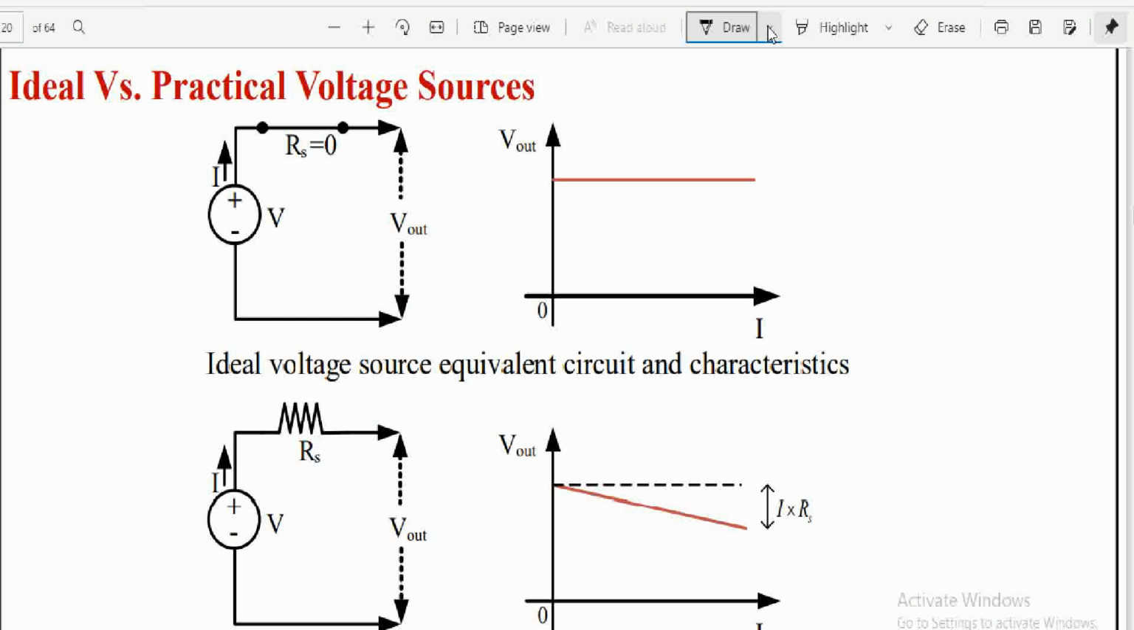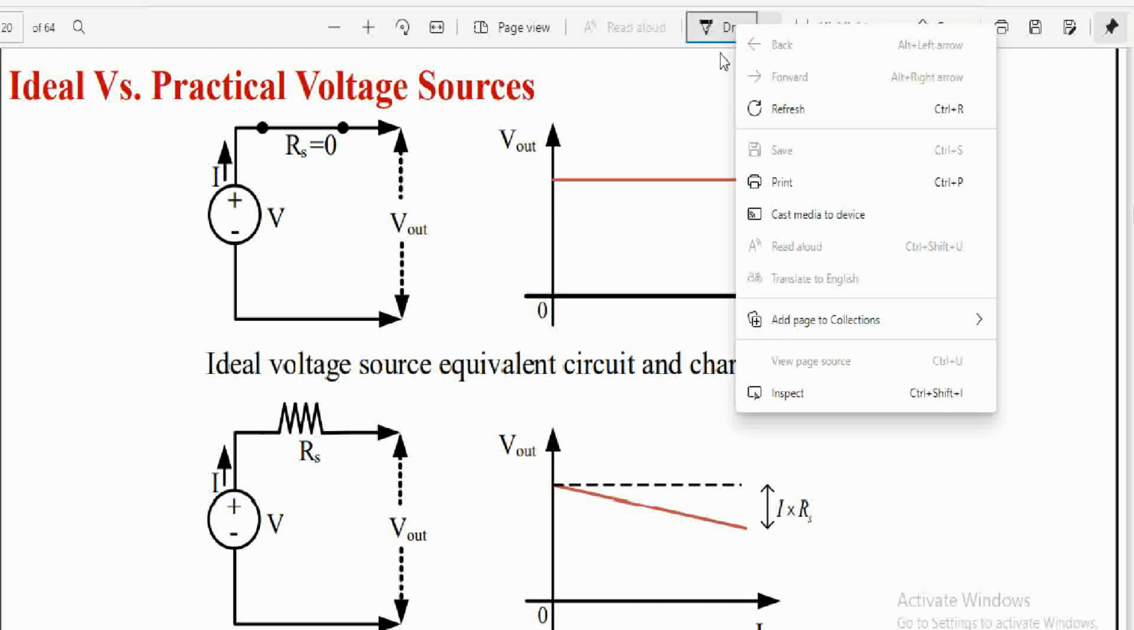Because of having some internal resistance, let us consider the current flowing in the circuit is I. Because of this I, there is some voltage drop across this resistor. Then what will be the Vout? Vout becomes V minus I into Rs. How are we getting that? By using KVL.